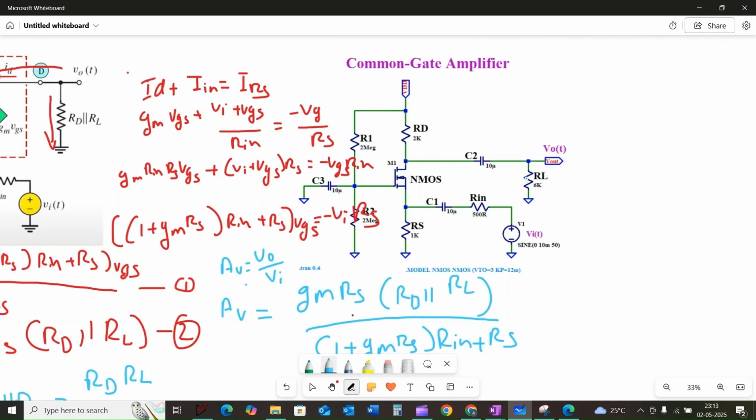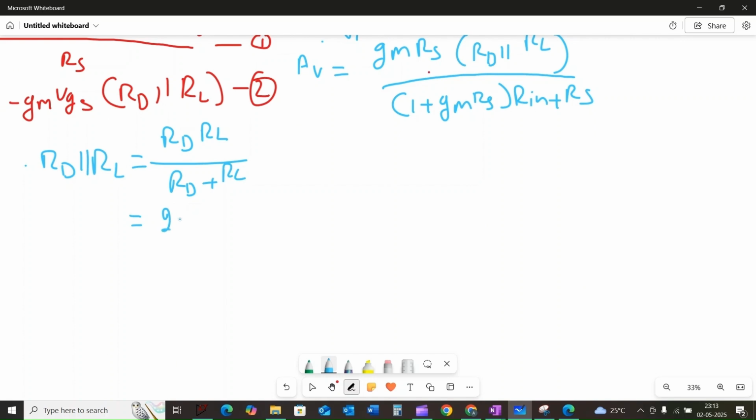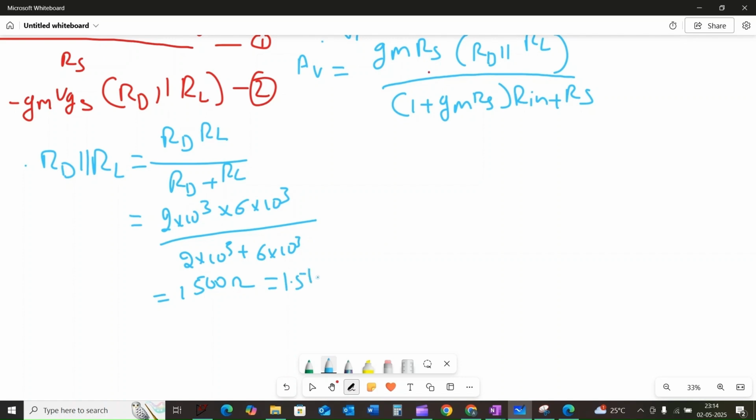which, as per the values, Rd is equal to 2 kilo and RL is equal to 6 kilo. So 2 into 10 to the power of 3 into 6 into 10 to the power of 3 divided by 2 into 10 to the power of 3 plus 6 into 10 to the power of 3, which is equal to 1500 ohm. This is 1.5 kilo ohm.